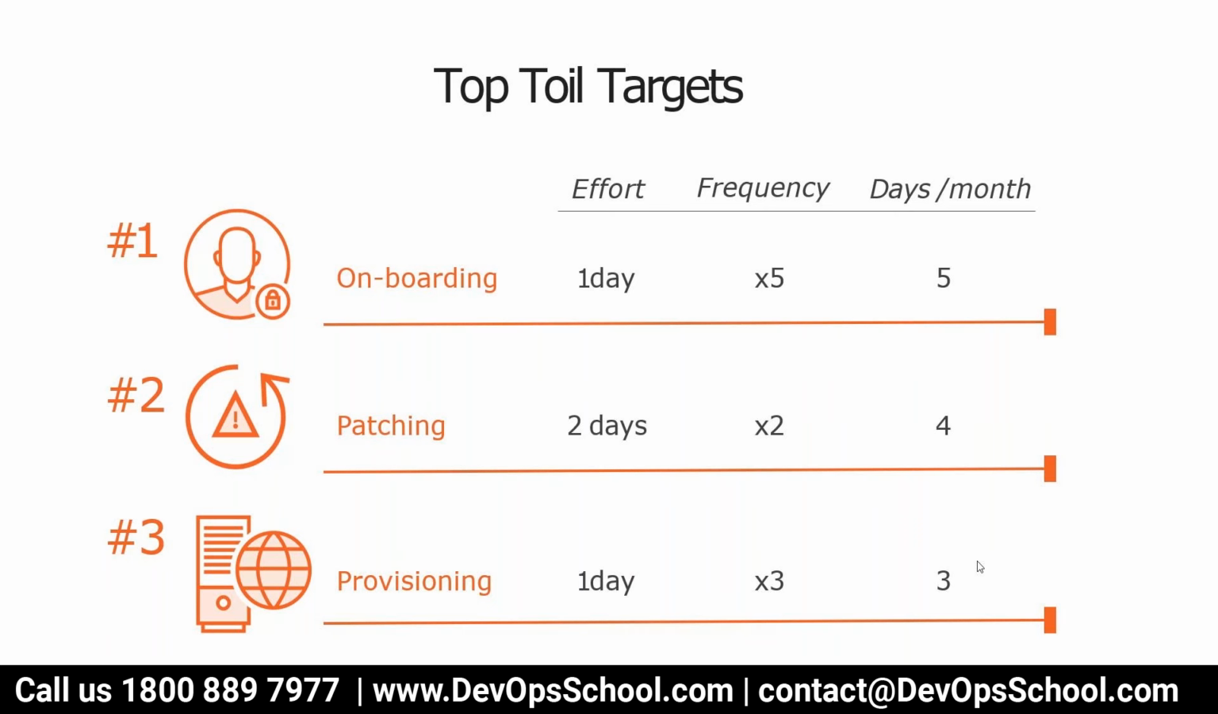So now if you see onboarding, patching, and provisioning: onboarding, my team is spending 5 days. Patching, my team is spending 4 days. Provisioning, my team is spending 3 days. Tell me one thing, which one will you prioritize to automate first? Suggest me.